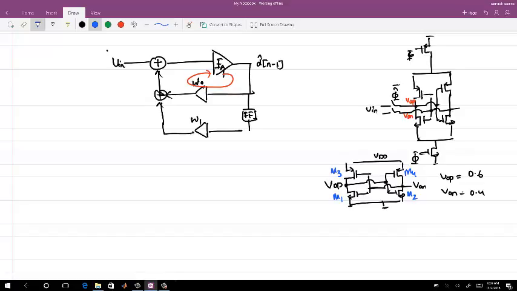And as VOP becomes higher than VON, M2 will bring the VON node further down. So this is a regenerative positive feedback fashion. You put in a small voltage difference, and because of the positive feedback, you just regenerate it, and then your 0.6 and 0.4 volt will actually turn out to be 1 and 0.